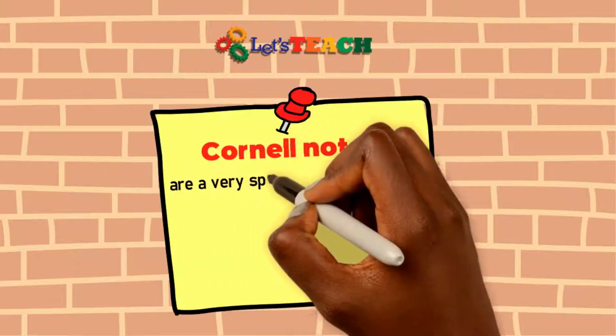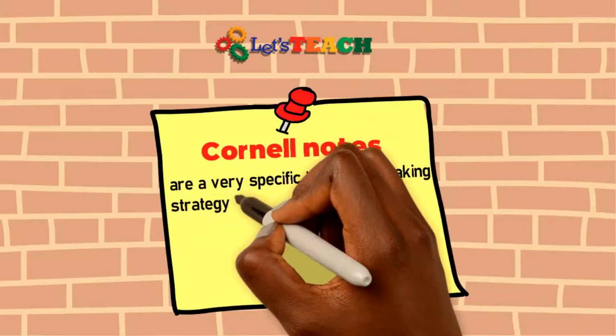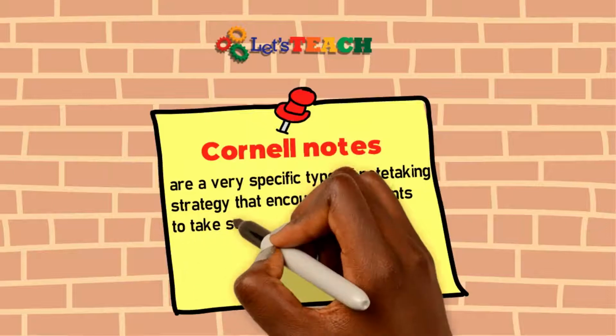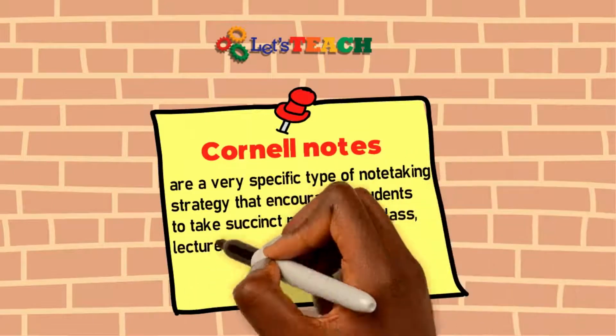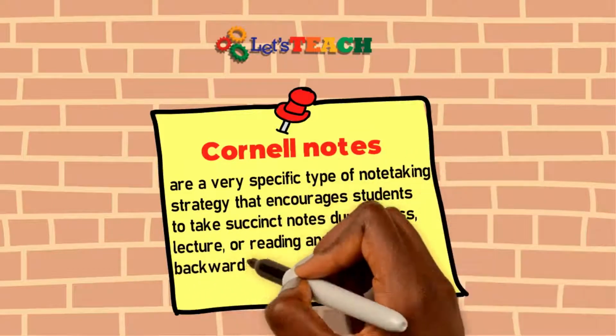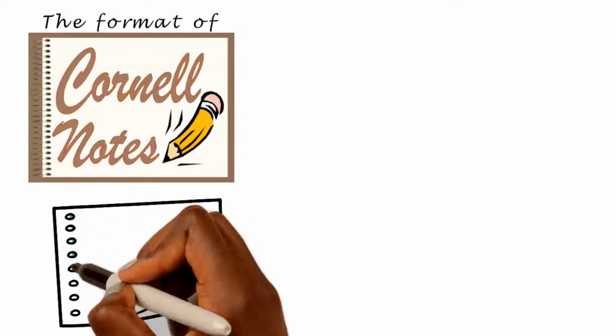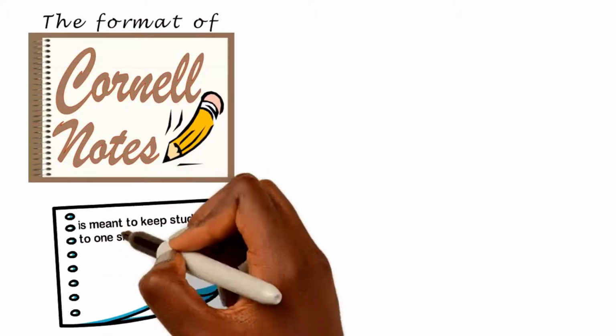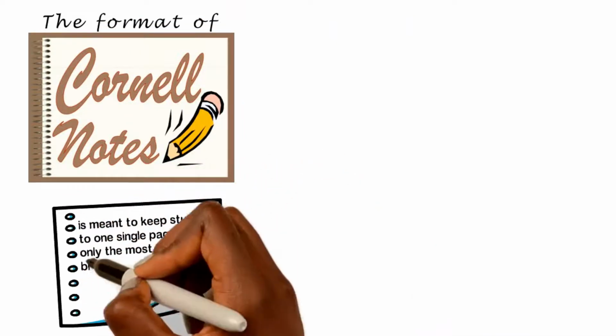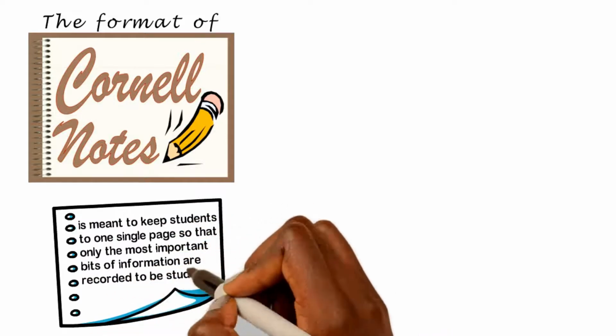Cornell Notes are a very specific type of note-taking strategy that encourages students to take succinct notes during class, lecture, or reading, and then work backwards to identify key terms and possible test questions. The format of Cornell Notes is meant to keep students to one single page so that only the most important bits of information are recorded to be studied.